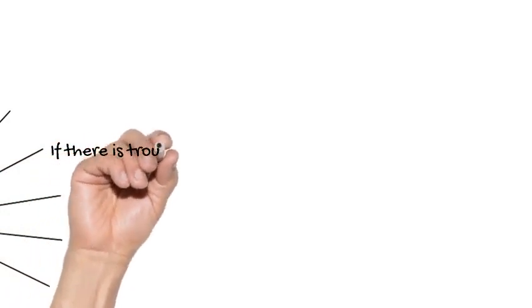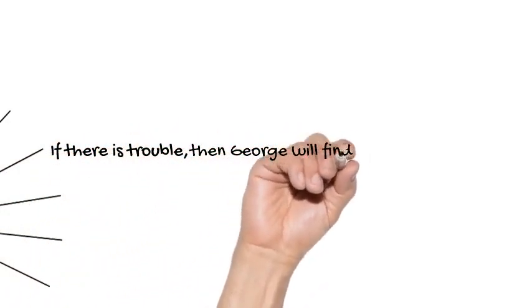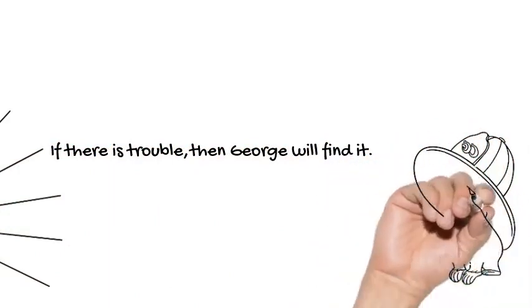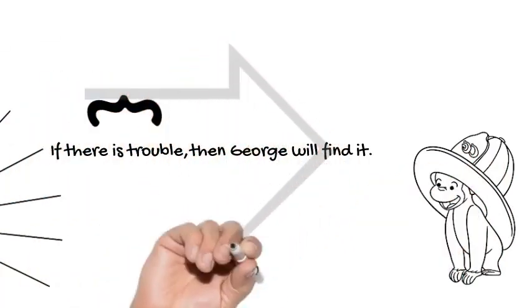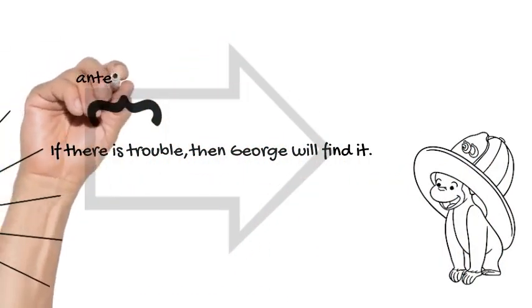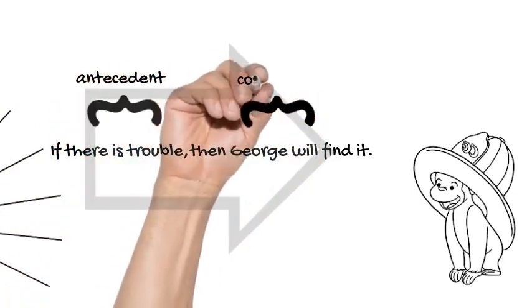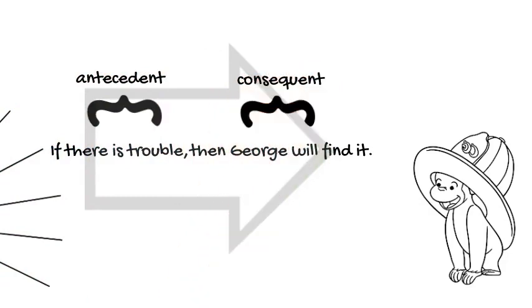What all conditionals have in common is they say if one thing is true, then some other thing must be true as well. For example, they claim that if there's trouble, George will find it. It's a conditional. It's convenient to have names for the parts of a conditional. Since the first part of a conditional comes first, we'll call it the antecedent after the Latin word ante. And since the second part of the conditional comes after, we'll call it the consequent after the Latin word consequi. This will be important to remember.